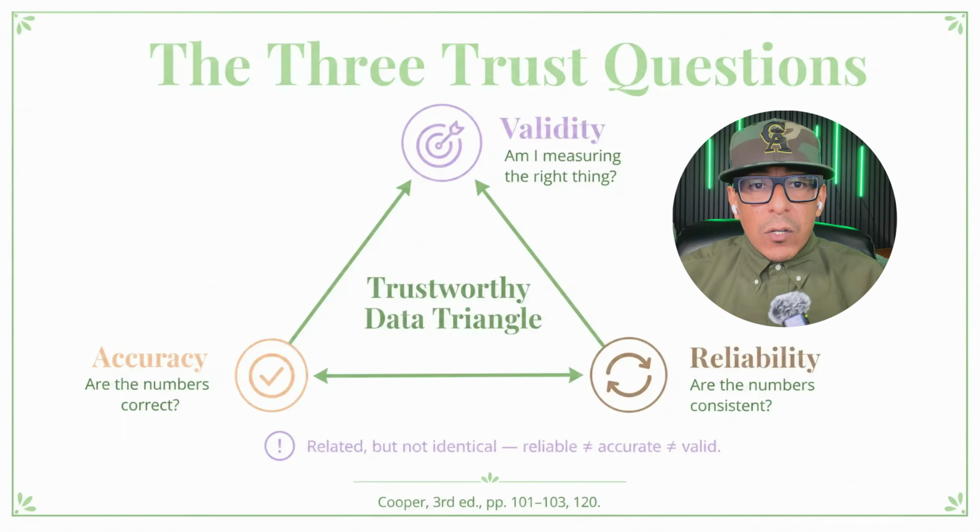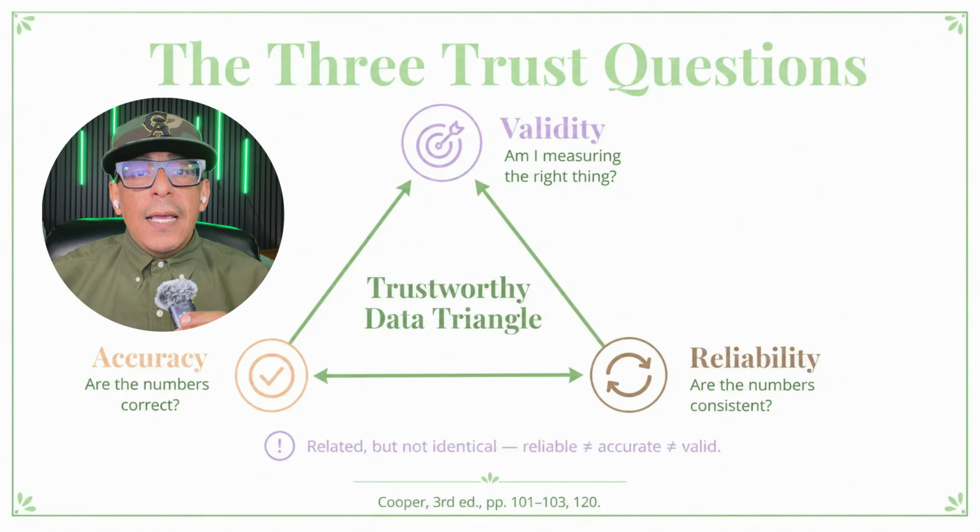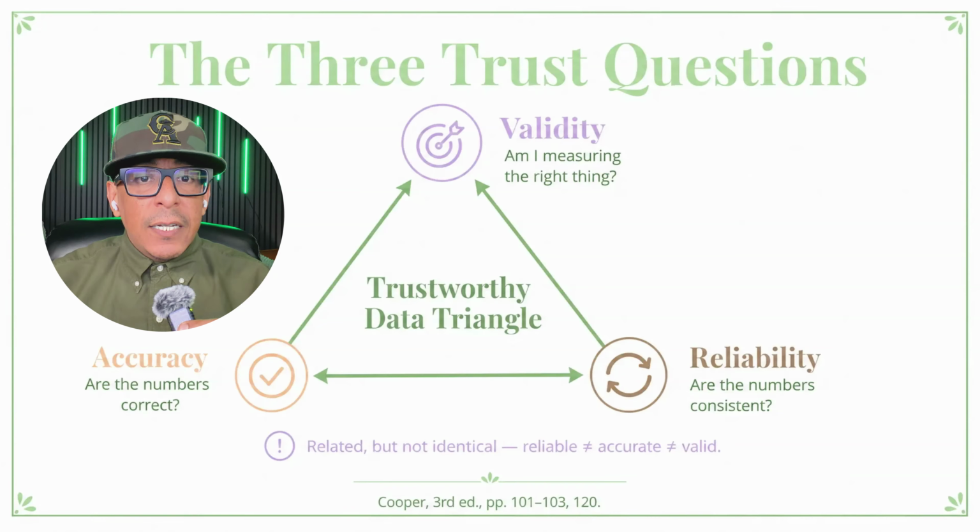Data can look clean and still be wrong, inconsistent, or measuring the wrong thing. This is about knowing when your measurement system can be trusted. The exam asks you to evaluate the validity and reliability of measurement procedures, but the chapter frames trustworthy measurement with three related ideas: validity, accuracy, and reliability.